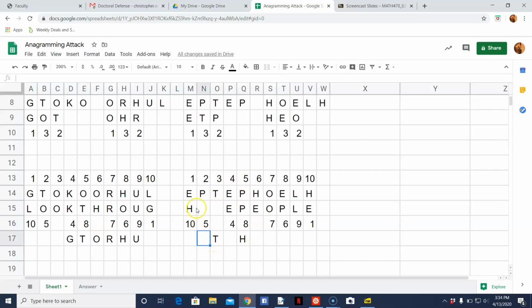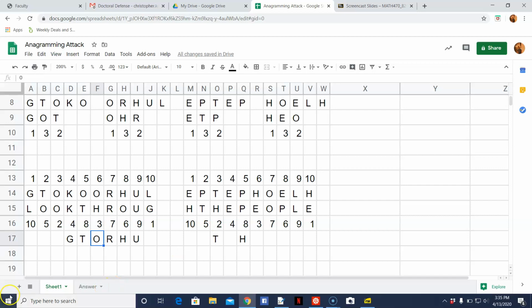And so then I have this T that I haven't mapped, and I have this H that I haven't mapped. But I've got an E, and I've got a T and an H. All right, so this is the H that went here. So 6 goes to 3, and 3 goes to 2. All right, so filling in. All right, and it looks like "look through the people." Well, that makes some sense.